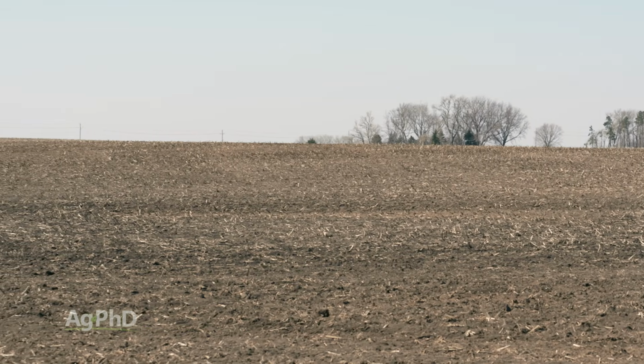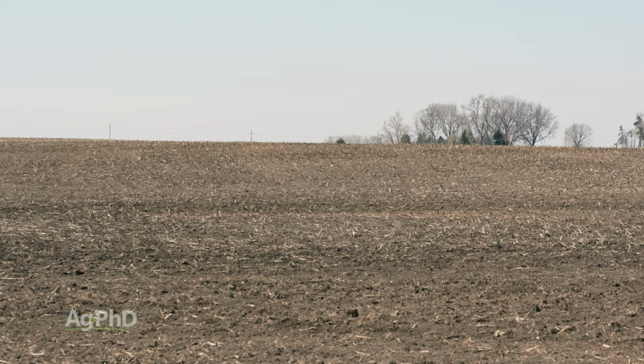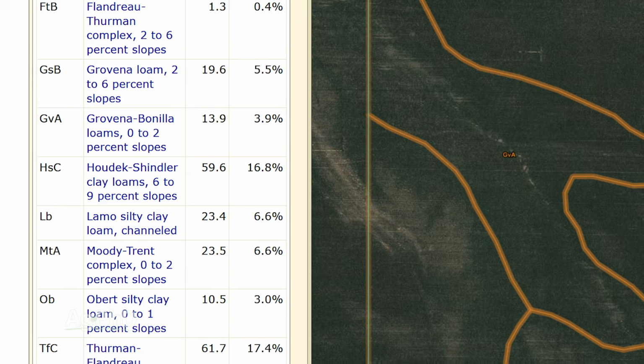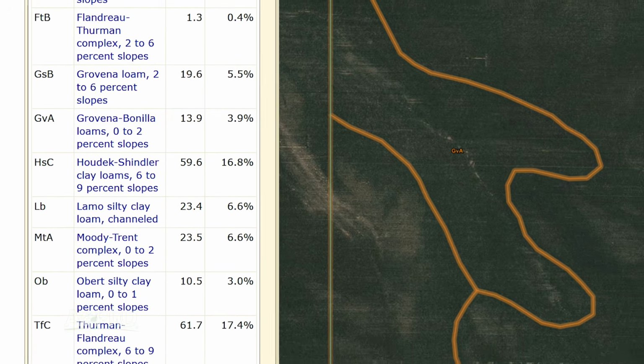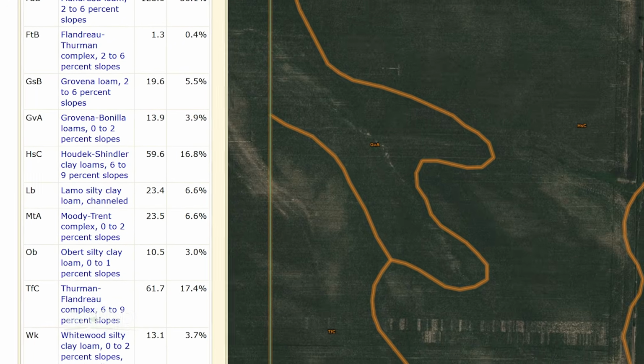And there's been a soil survey done by the USDA many years ago. They've identified the different soil types in different parts of fields. And when you look at some of these maps, you say, wow, how does a farmer even farm this field when there's 13 different soil types out there?